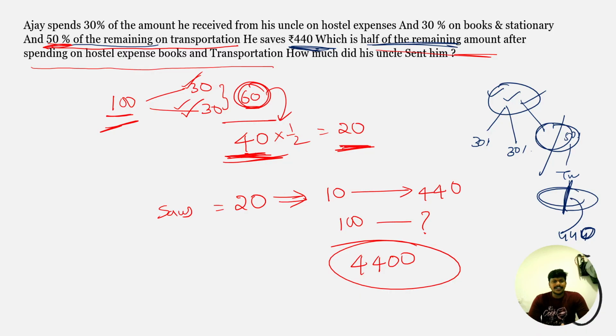So what I want to say here is, instead of taking x and all, always take the total value as 100 and do the problem. That will make it somewhat better and simple. So let's solve a few more problems for your understanding.